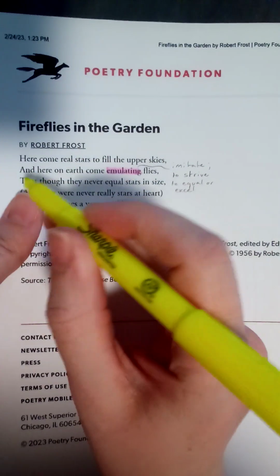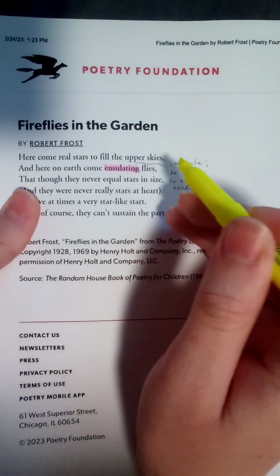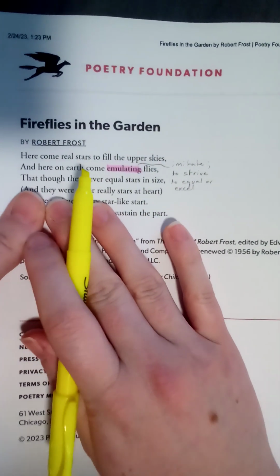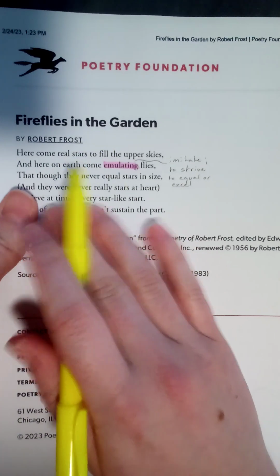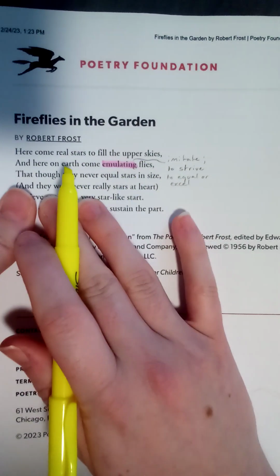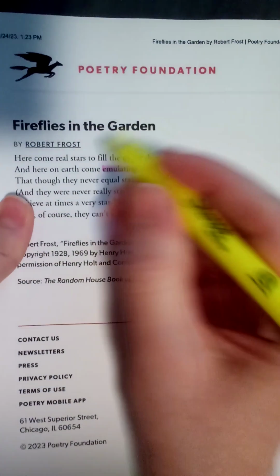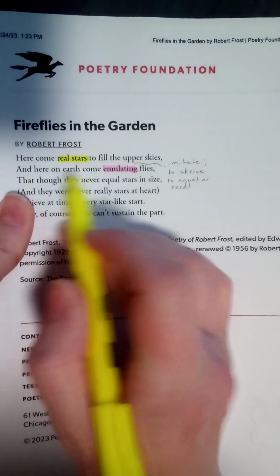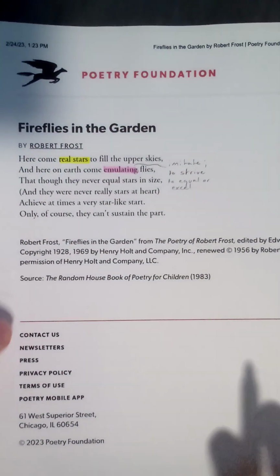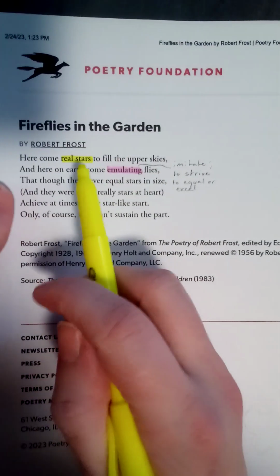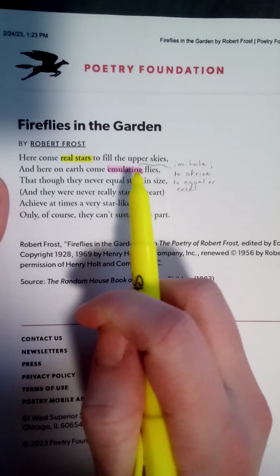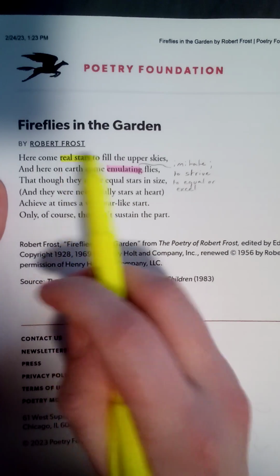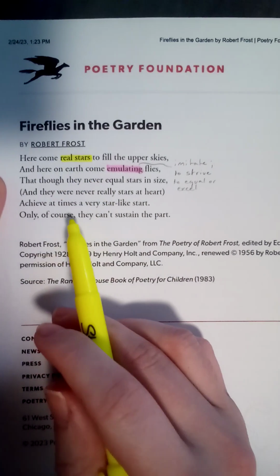So for the first line, here come real stars to fill the upper skies. So what's this talking about? Well, I think it's talking about how the narrator is looking up at the sky and he's seeing some stars. They're coming out. It's nighttime and the stars are starting to glow. So I'm going to highlight real stars because he's comparing those to the flies that are coming out later. So in order to highlight this comparison, I'm going to highlight the stars that he's noticing.